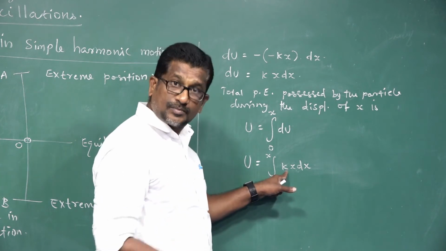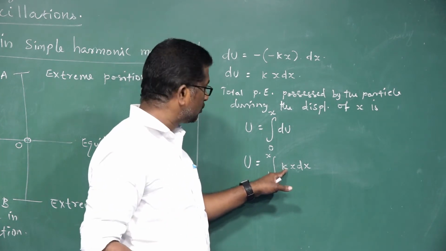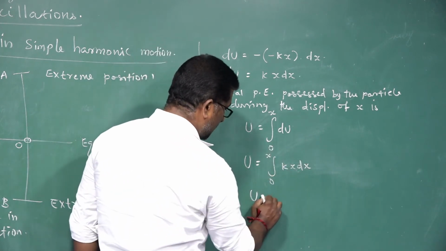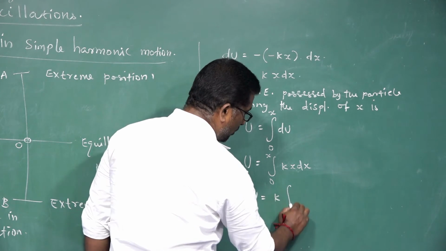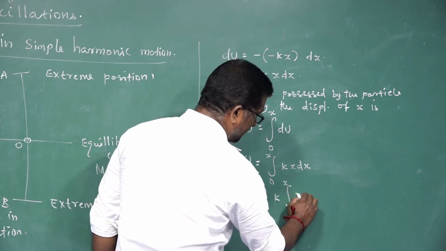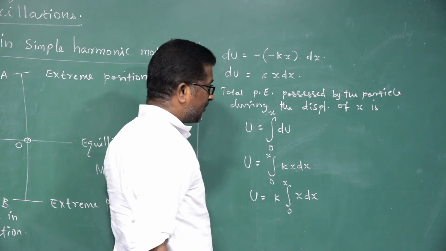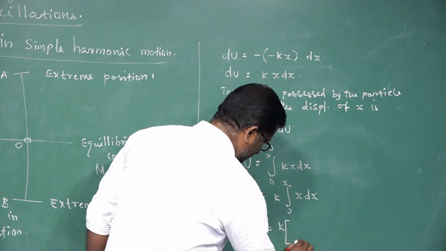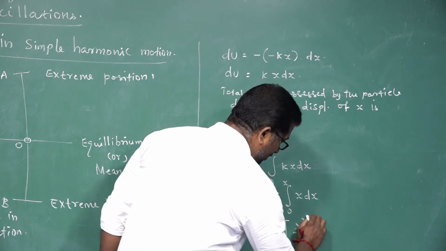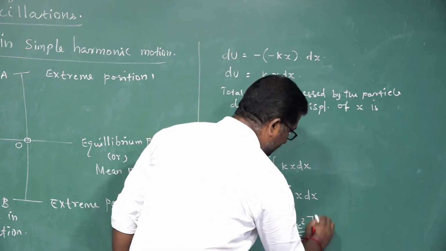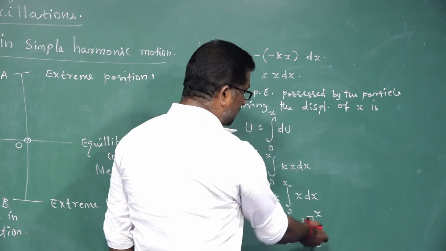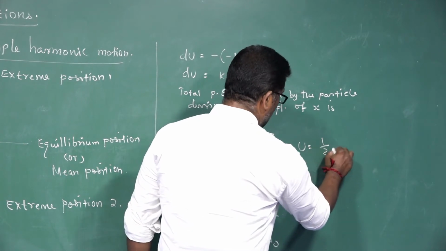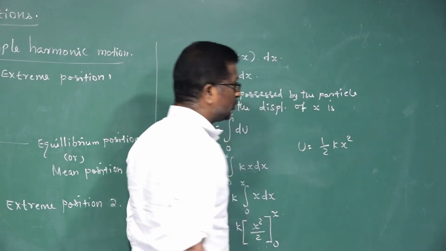What is k? Force constant or spring constant. So this is a constant value. A constant value we don't need to integrate, so take it outside. So therefore u is equal to k into integration with limit 0 to x, x into dx. Right. Integration of x into dx is x square divided by 2, with limit 0 to x. After substituting the upper limit and the lower limit, we get u is equal to half of k into x square.